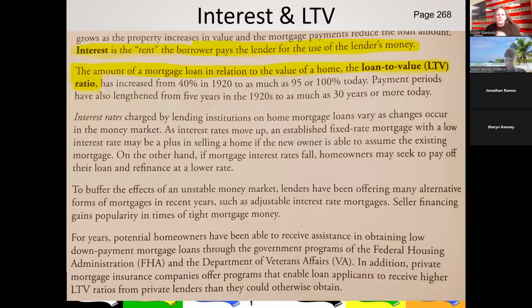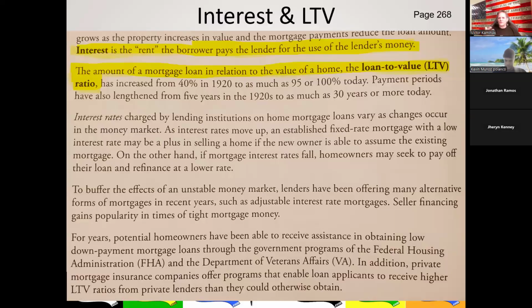Okay, let's continue on. Interest rates that are charged by lending institutions on home mortgage loans vary as changes occur in the money markets. As interest rates move up, an established fixed rate mortgage with a low interest rate may be a plus when selling a home if the new owner is willing to assume the existing mortgage. On the other hand, if mortgage interest rates fall, homeowners may seek to pay off their loan and refinance at a lower rate. That's like what I said.